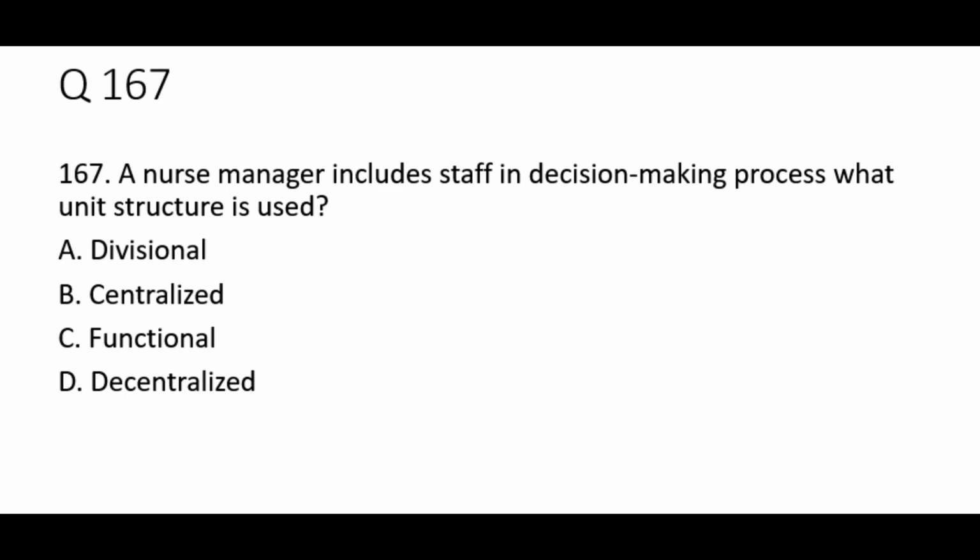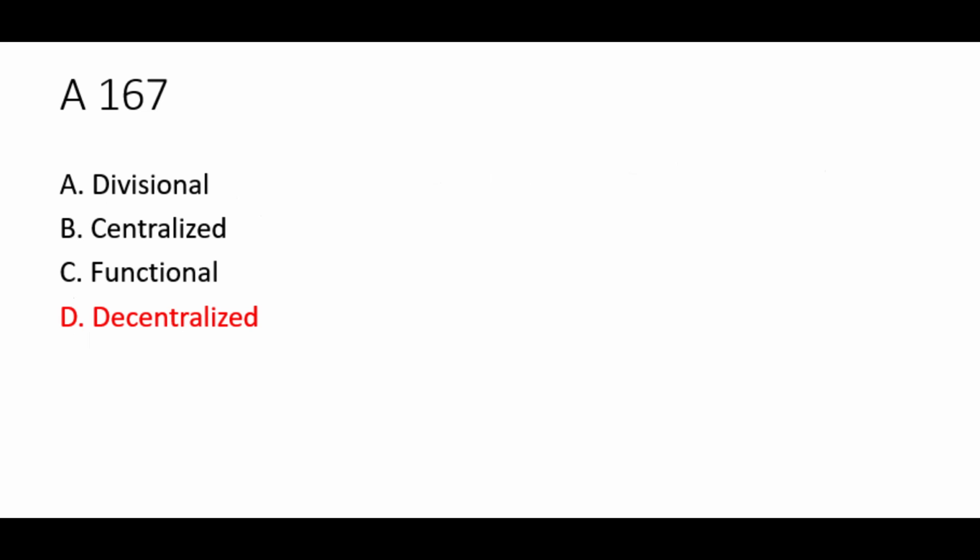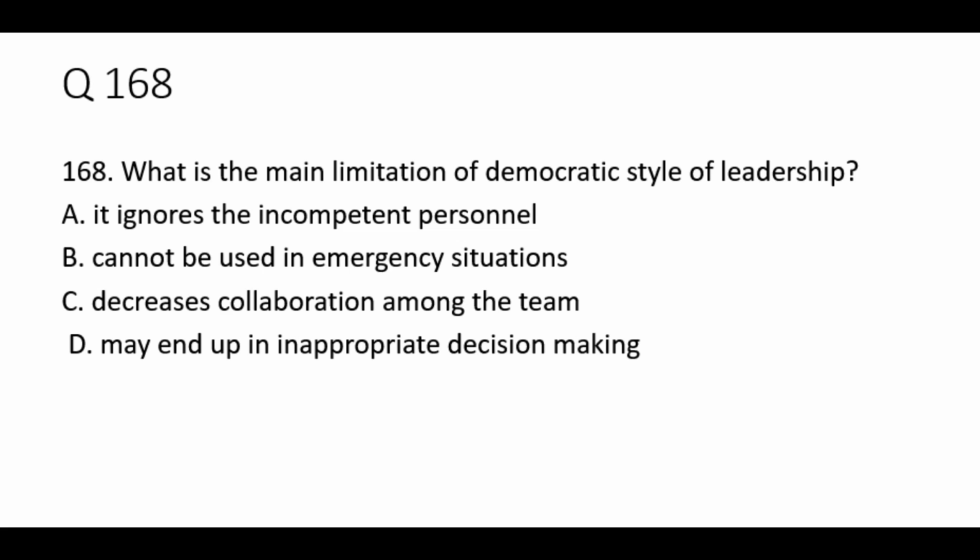167. A nurse manager includes staff in decision-making process. What unit structure is used? A. Divisional. B. Centralized. C. Functional. D. Decentralized. The answer is D. Decentralized.